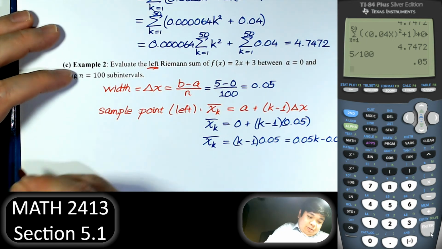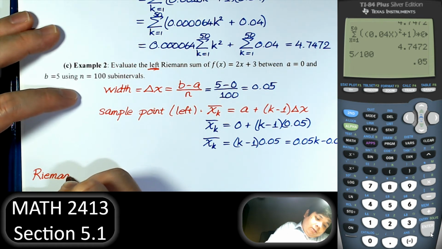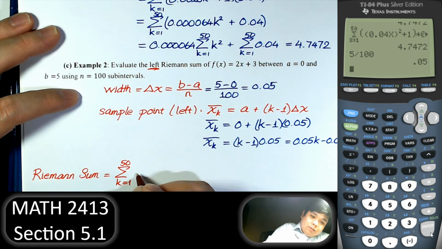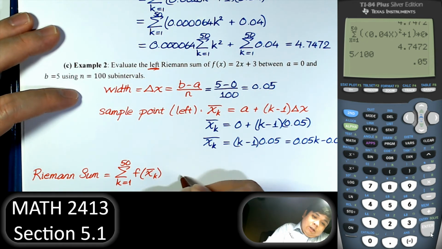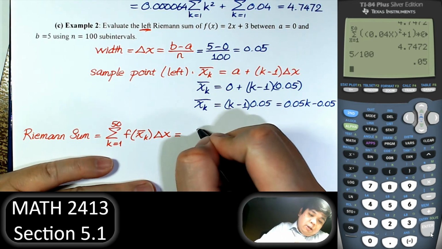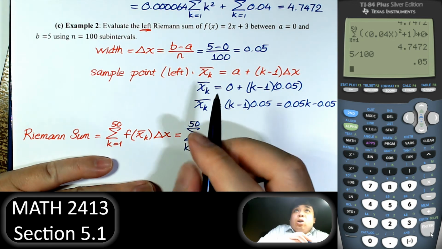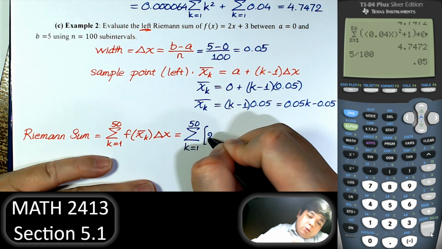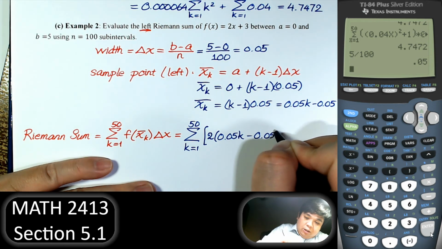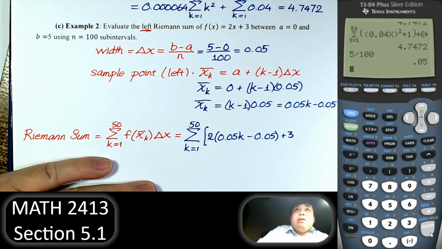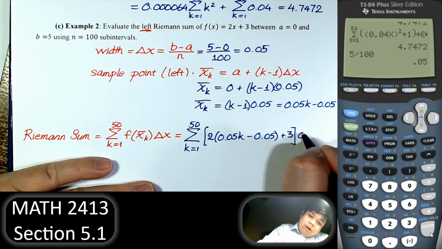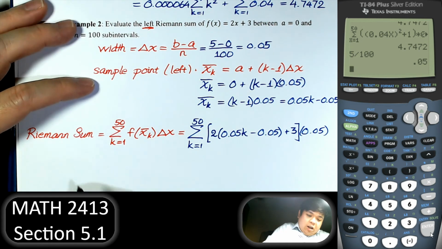Next, the Riemann sum. The values of the function at those sample points times delta x. The function is 2x plus 3. 2 times x is going to be this, plus 3, right? We substitute into x, times the width of 0.05. Multiply this out.